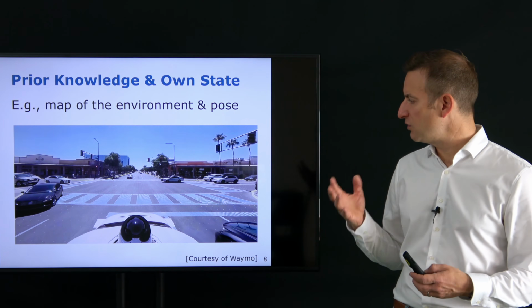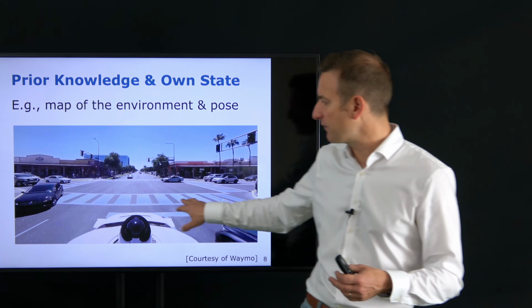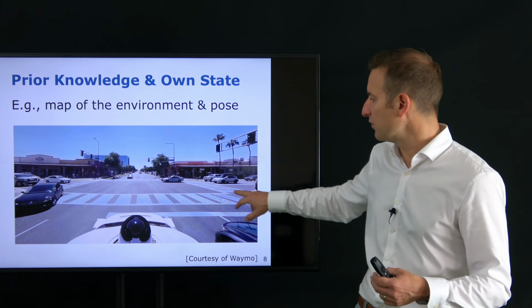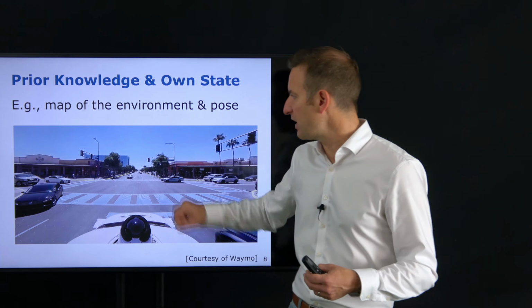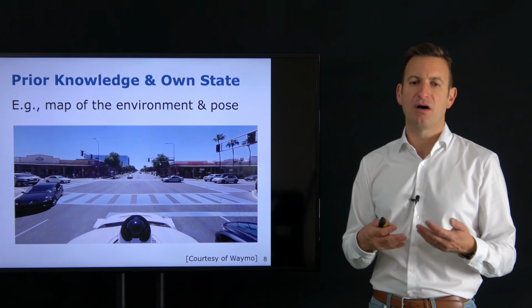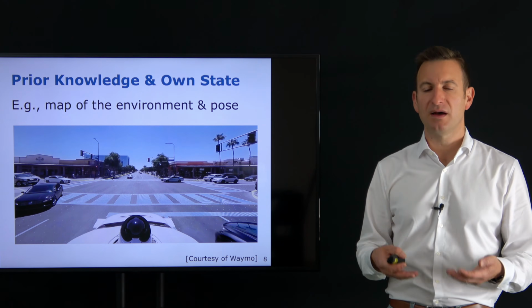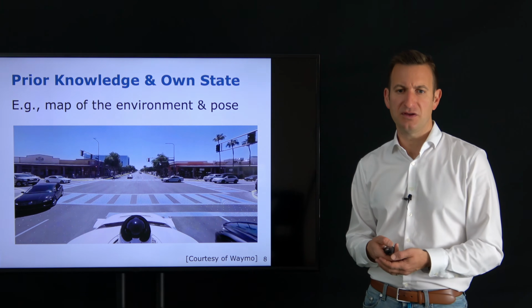So what you first need to do is know where you are, so you need to know your pose, and exploit map information, like, for example, a label here of those crosswalks. You need to know where potential traffic lights are, and different information that is stored in a map of the environment needs to be taken into account. You need to relate that to your own state estimate. So that's the first thing that you need to do.